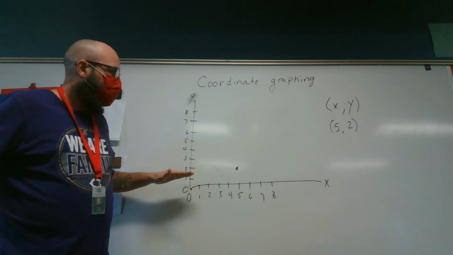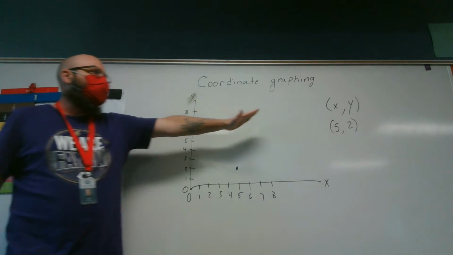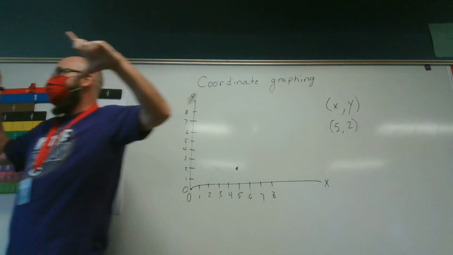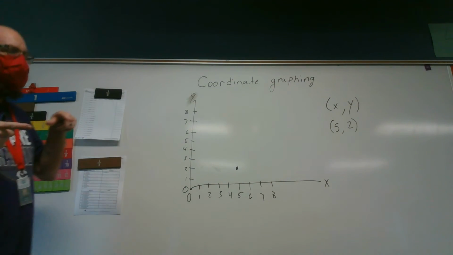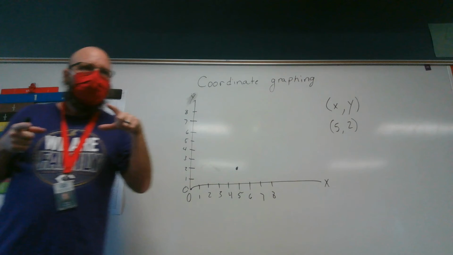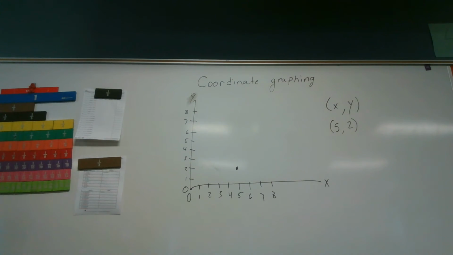But origin is where they meet, x-axis is horizontal, y-axis is vertical, and then your ordered pairs are always in parentheses with your x number, comma, your y number. Yes, ma'am? Will it ever be the opposite way? Nope. Never be the opposite way. Always x, y. Always x, y.